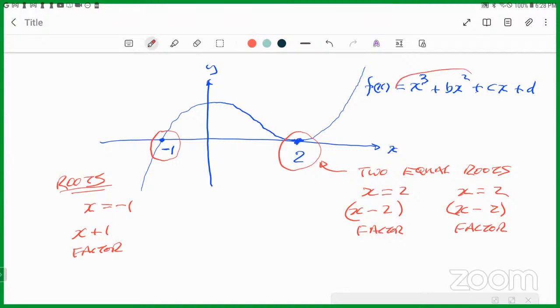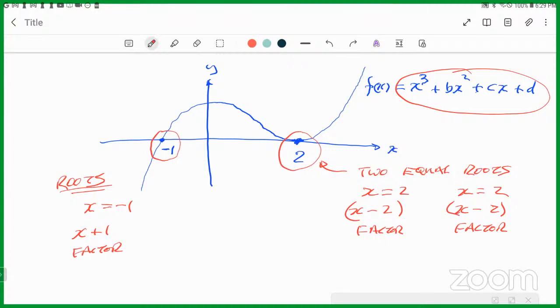So this function can be written as a product of these three things. This, and that. And then to get the A, the B, the C, and the D, you have to expand it out. You understand that? So if you know the root, roots are the points where the graph intersects the x-axis.